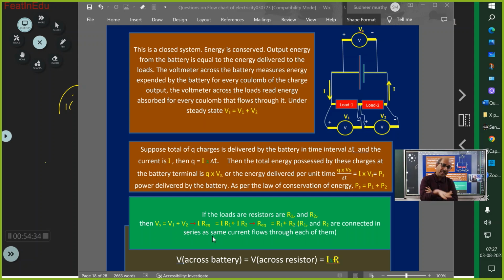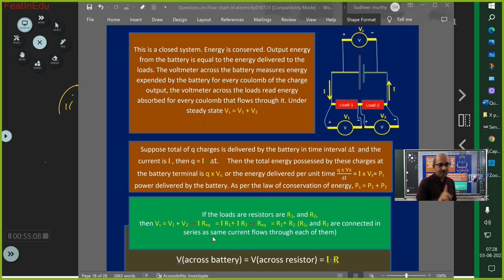Now, a load can be a resistor. So it can be a resistor and a fan, they are in series. It can be a resistor and a resistor, they are in series. Understood? Now, if both the loads are resistors, then these equations will come. Only if the loads are resistive, it is true.